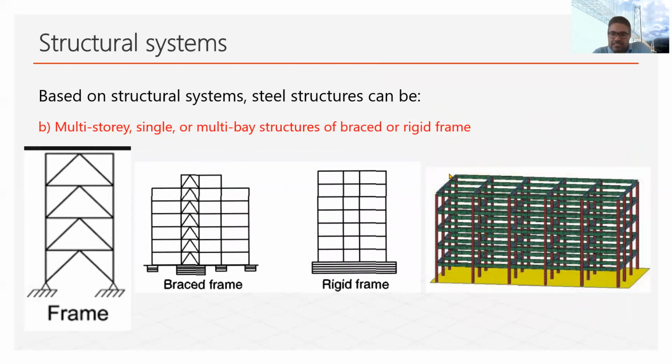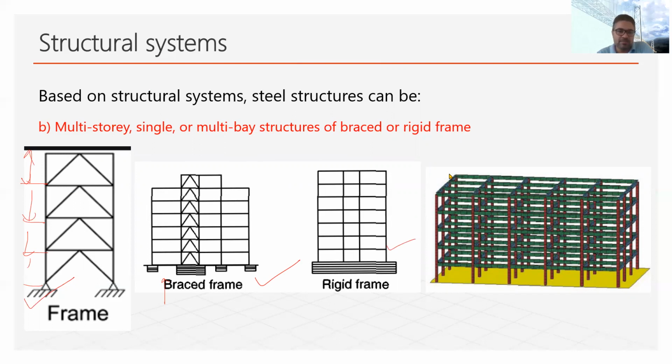Then there are multi-story buildings. They may be single or multi-bay structures, braced or rigid frame construction. So there you can see this is basically a single bay multi-story building. This one is a single bay multi-story building. These are basically the stories. In this case, you can see this is a multi-story multi-bay system. This is also a multi-story multi-bay system.